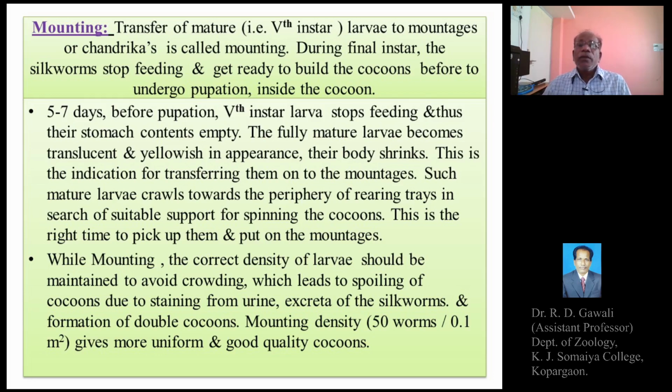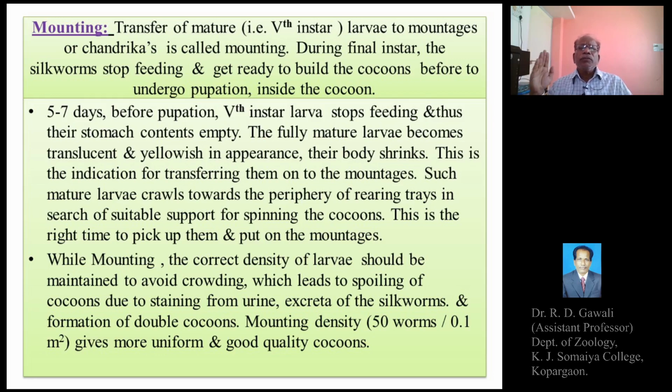Today we'll explain the process of mounting. Mounting means the transfer of mature fifth instar larvae to the mountages or chandrikas. During the final or fifth instar, the silkworm stops feeding and gets ready to spin the cocoon around its body before undergoing the next phase of the life cycle, that is pupation, which takes place inside the cocoon spun by the larva itself.